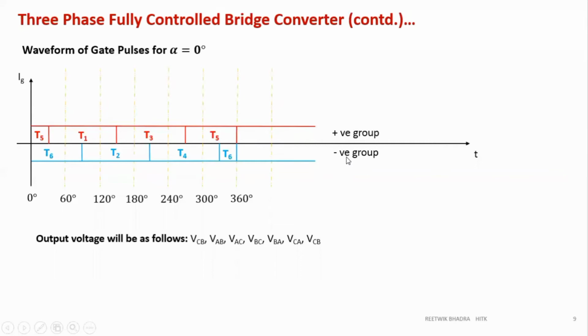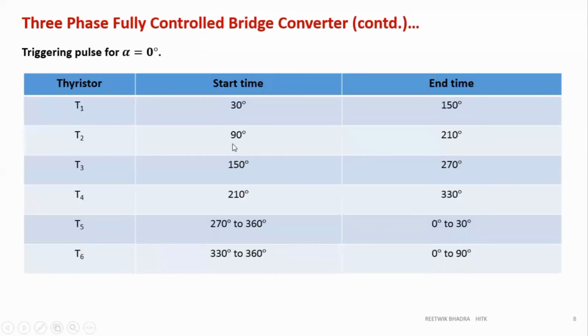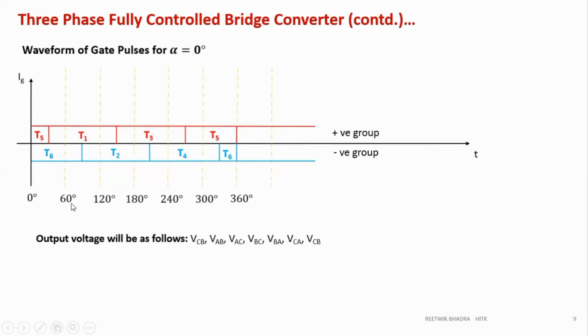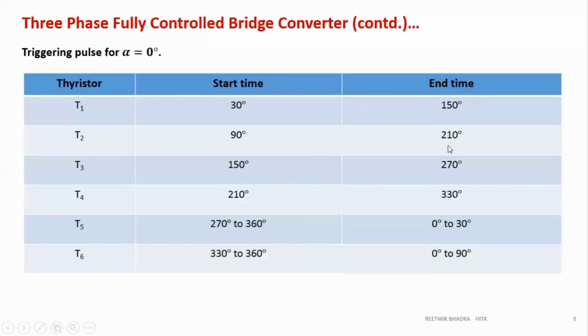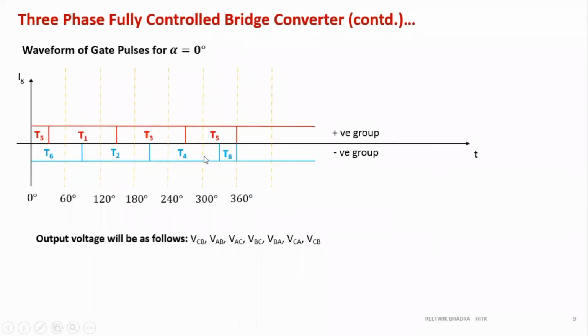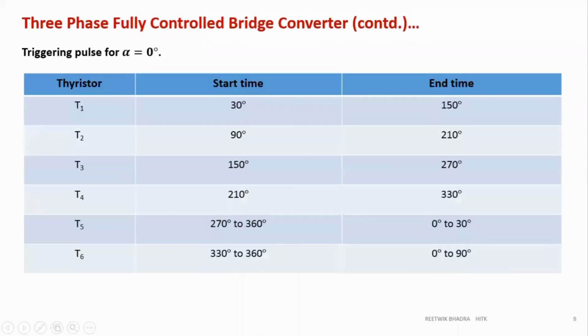Similarly for the negative group. T2 starts from 90 to 210. So 90 is between 60 to 120. It starts from here, ends at 210. So after T2 ends, T4 should start. Then only my table is correct. So T2 ends at 210, T4 starts at 210. So my table is correct. 210 to 330. And then 330 to 360 is T6, and 0 to 90 is T6. See, 330 to 360, 0 to 90.